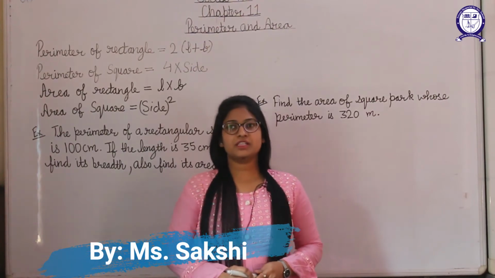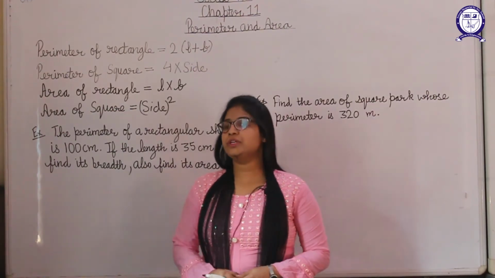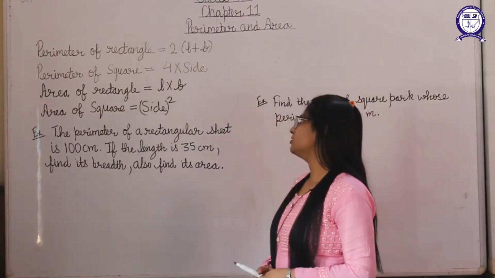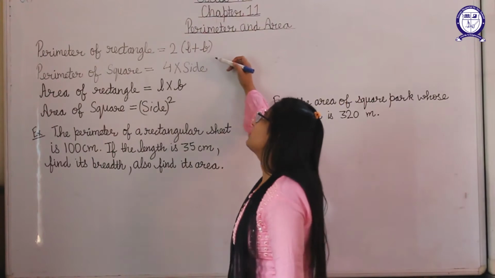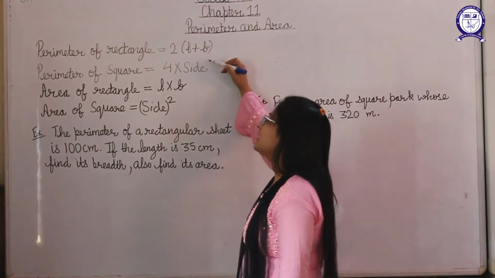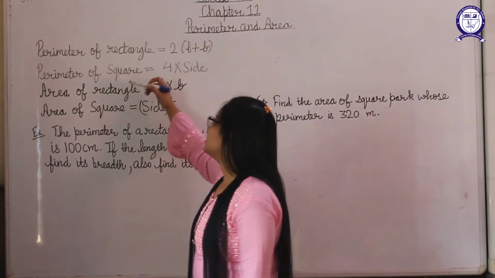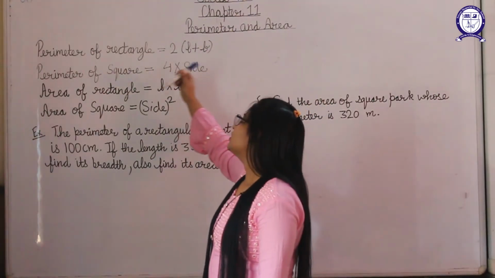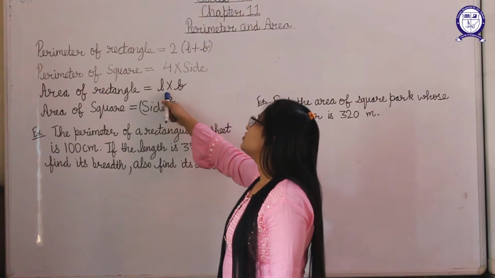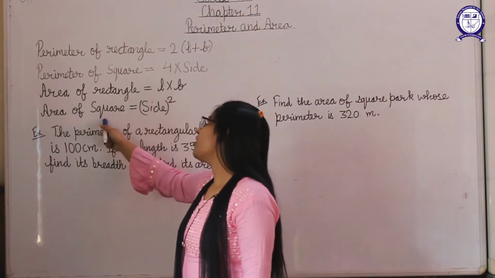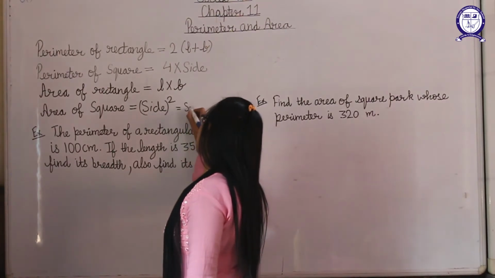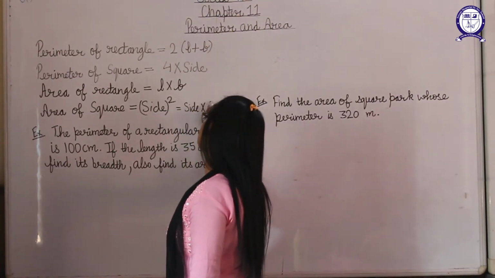Today we will start our chapter 11, that is perimeter and area. So students, we know that perimeter of rectangle is 2 multiply length plus breadth. Perimeter of square is equals to 4 multiply side. We know that area of the rectangle is equals to length multiply breadth, and area of the square is equals to side square. Side square means side multiply side, right?